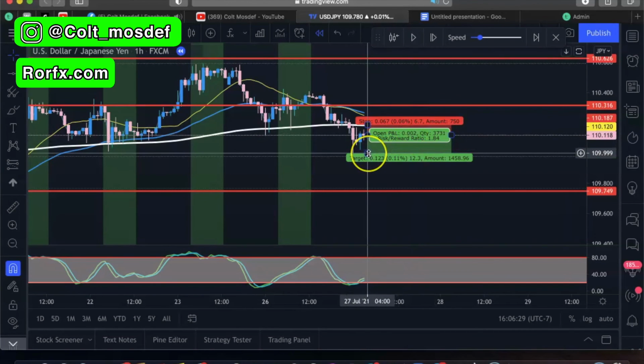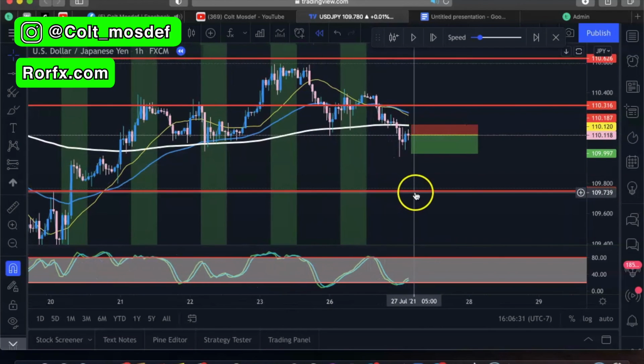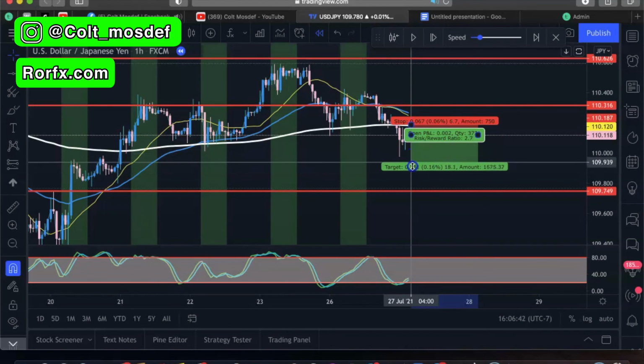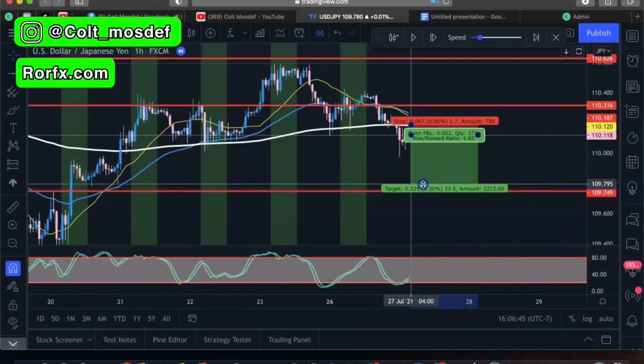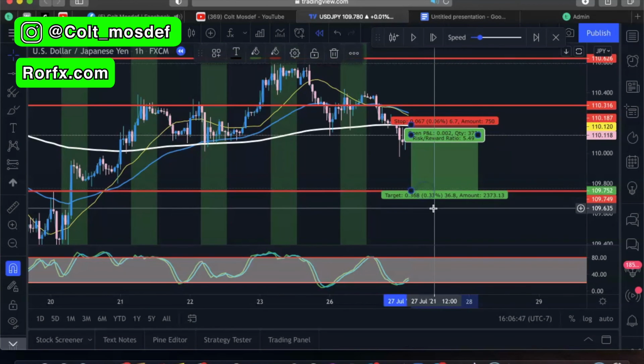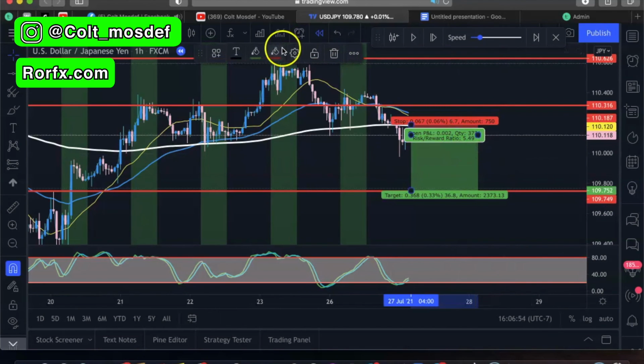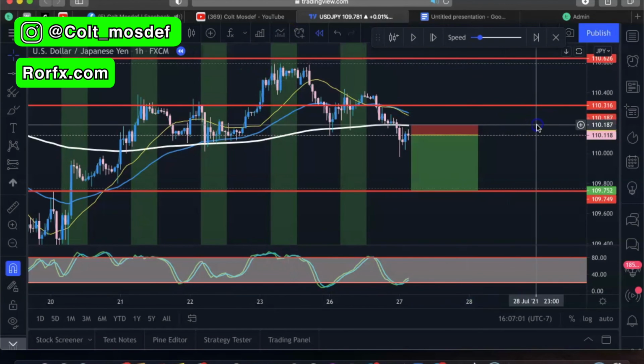Now with our take profit, let's aim for this support right here. The cool thing about these support and resistance levels that we marked up is you can use them as take profit levels or stop loss levels. So let's say we want the market to come down right to that red line right here. Perfect. We can see that that level is 109.752. And you guys can change the colors if you want or do whatever you want. See how the colors change like that? But I just have it red and green.